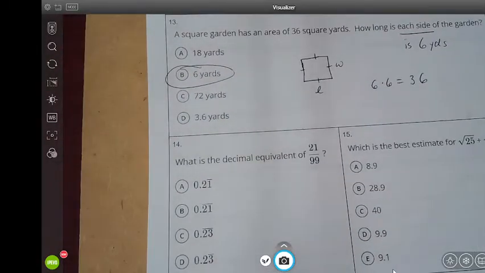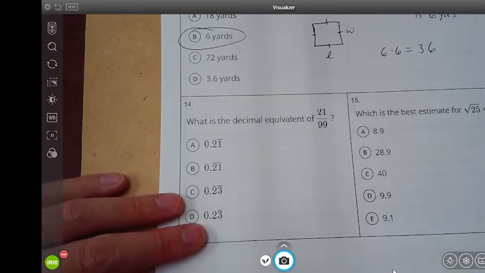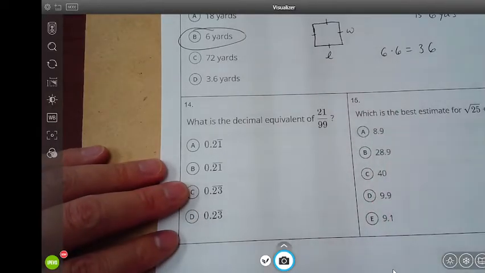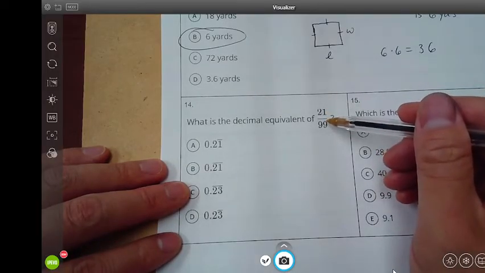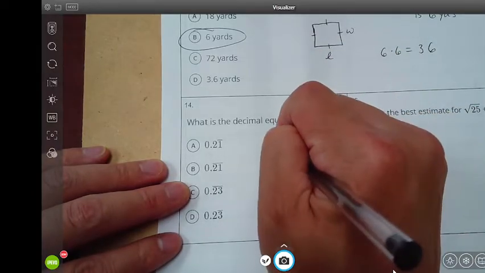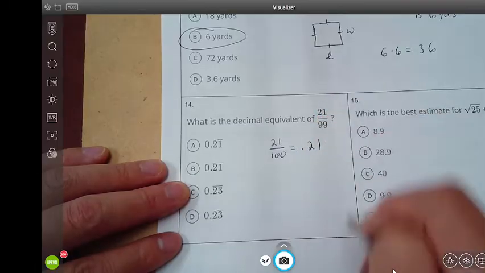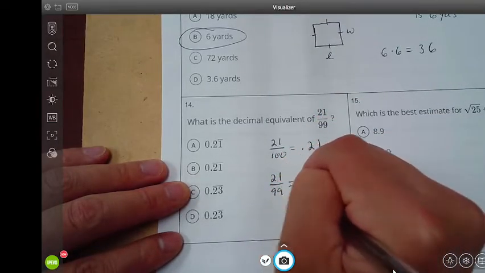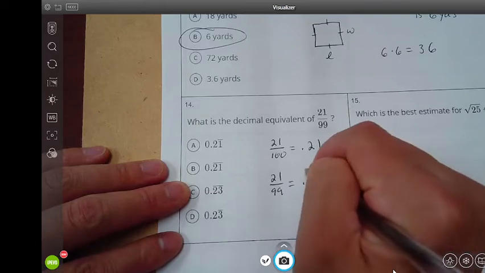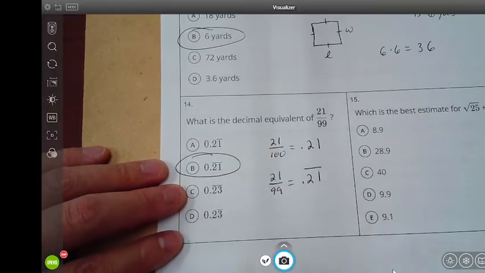All right, what is the decimal equivalent of 21 over 99? Well, remember here, 99 is special. 999, 999. Okay, so think about 100. 21 over 100 is 0.21, okay? But 21 over 99 is also 0.21, but it's a 0.21 repeating. Okay, so that's option B.